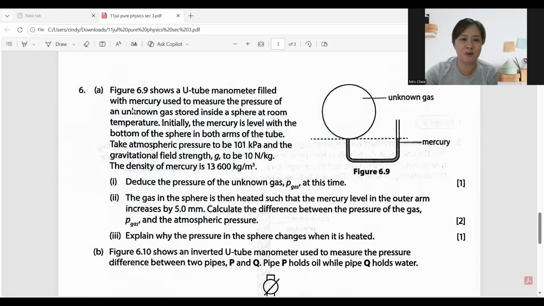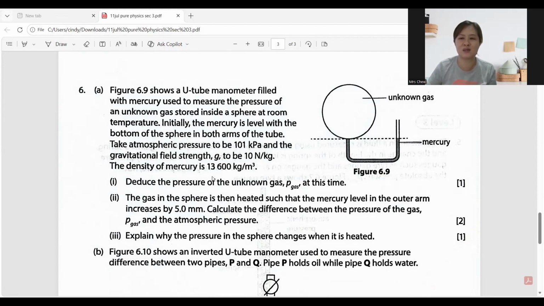So figure 6.9 shows a U-tube manometer filled with mercury. They want to measure the pressure of the gas stored in the sphere. Okay, so you see this question. Take atmospheric pressure to be 101 kilopascal, and the density is 13600. Deduce the pressure at this.